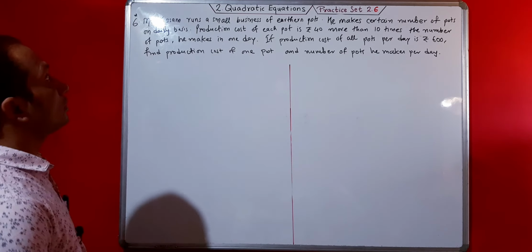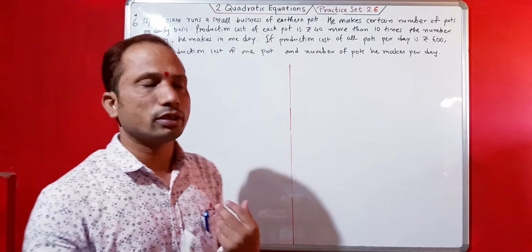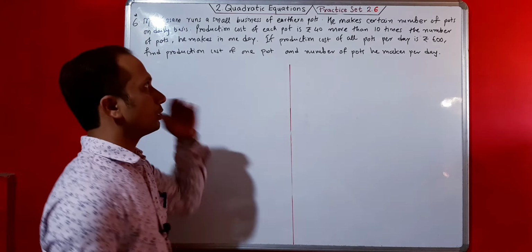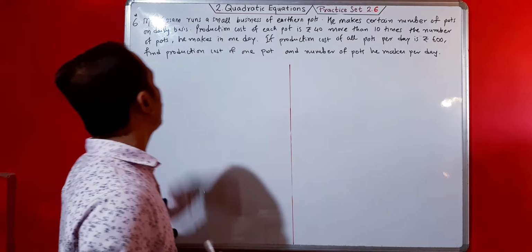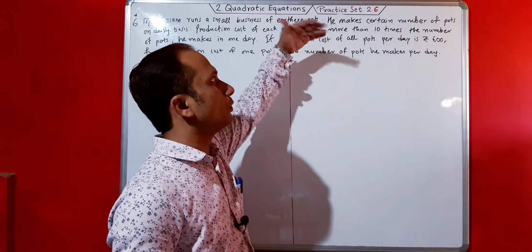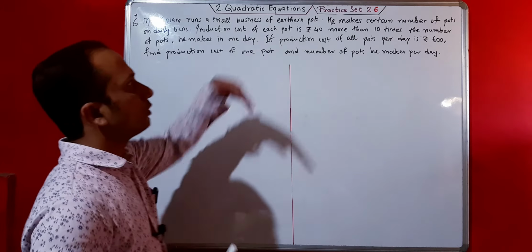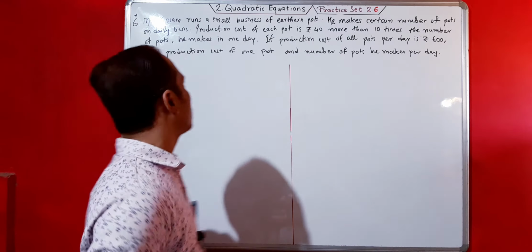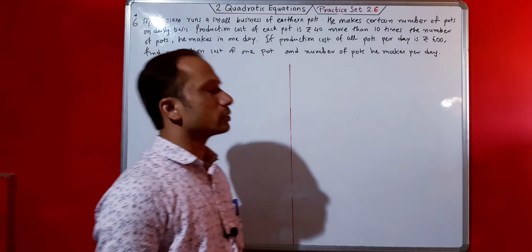Mr. Kasam runs a small business of earthen pots. Earthen pots मतलब मटके की जो भी चीज़ें रहती हैं उनको earthen मतलब मिट्टी से जो बनाते हैं. ओके, जो भी बनाते हैं चीज़ें उनको earthen pots बोलते हैं. He makes certain number of pots on daily basis. Production cost of each pot is ₹40 more than 10 times the number of pots he makes in one day. If production cost of all pots per day is 600, find the production cost of one pot and number of pots he makes per day. Okay, you have to do this.